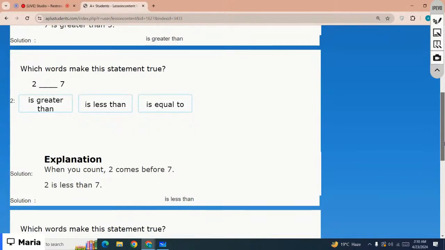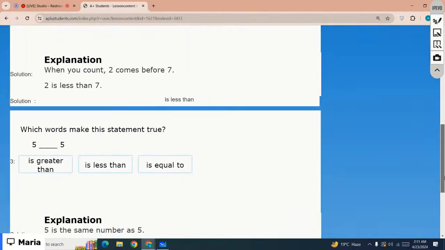Which words make the statement true? 2 and 7, right? When you count, you have 2 before 7. That means 2 is less than 7 because 2 is before 7. So 2 is less than 7. Got it? The correct option is 2 is less than 7.